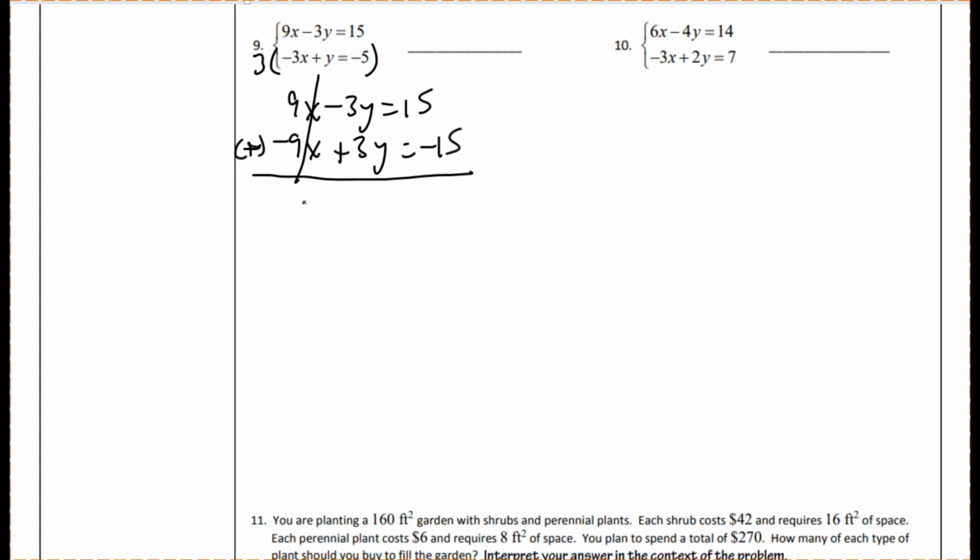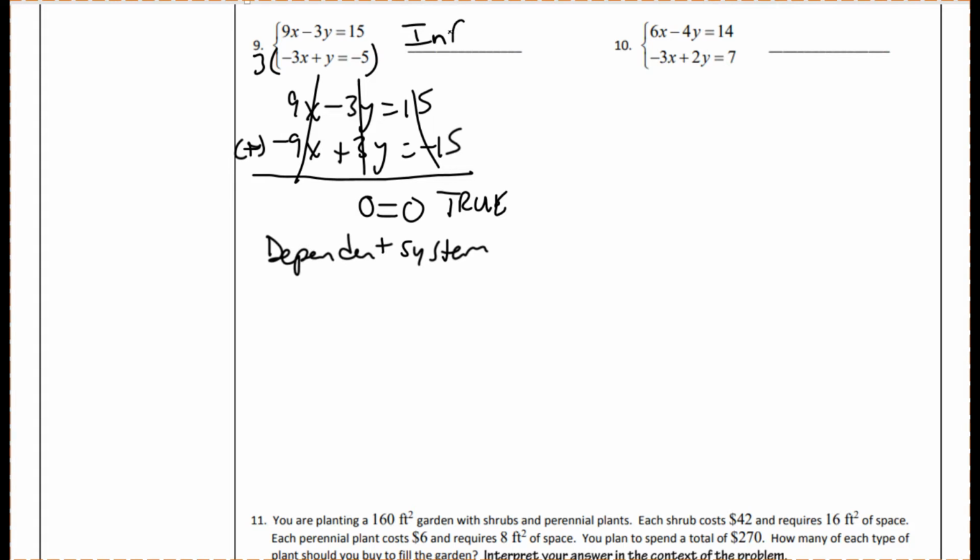this cancels, leaving you with 0. But we also notice that the negative 3y and the 3y also cancel. So we're left with 0 on the left side. And 15 and minus 15 also cancel, leaving us with 0 on the right side. So we have 0 equals 0. So this is a true statement. And this is true for any value of x, which means that we have infinitely many solutions here. So this is a dependent system. So we have infinitely many solutions.